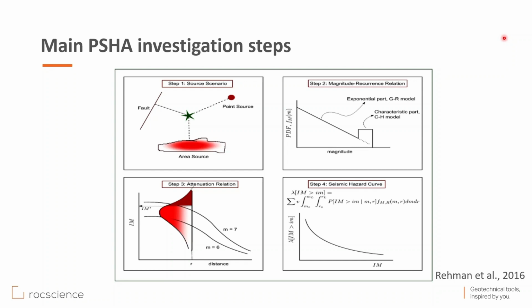In general, any probabilistic hazard analysis method includes the following steps. You can see them here. At the first step, it's important to make the source scenario, then magnitude recurrence relation calculations, then to choose a good and accurate attenuation relation. Then, as a final processing procedure, we can get as final results the seismic hazard curves and, of course, the response spectra.